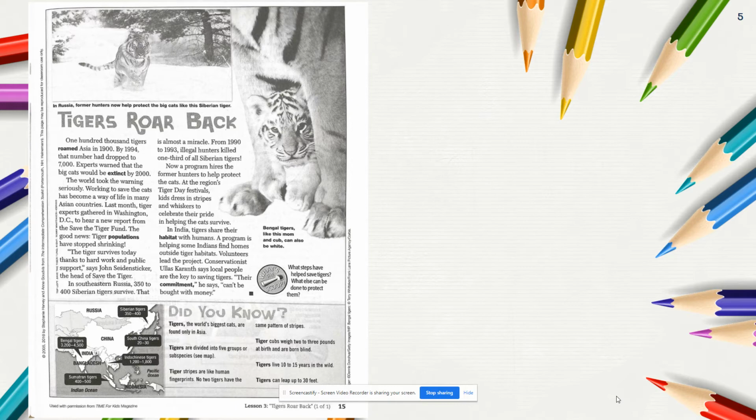100,000 tigers roamed Asia in 1900. By 1994, that number had dropped to 7,000. Experts warned that the big cats would be extinct by 2000. The world took the warning seriously. Working to save the cats has become a way of life in many Asian countries. Last month, tiger experts gathered in Washington, D.C. to hear a new report from the Save the Tiger Fund. The good news: tiger populations have stopped shrinking.